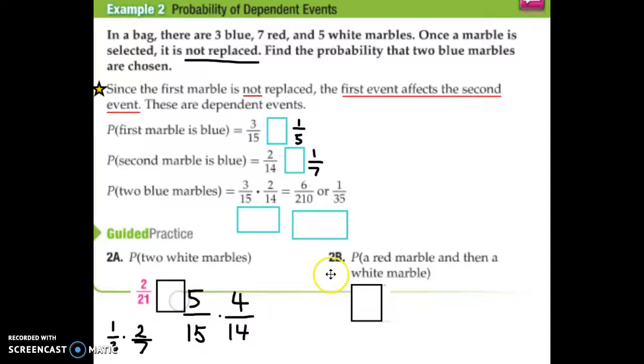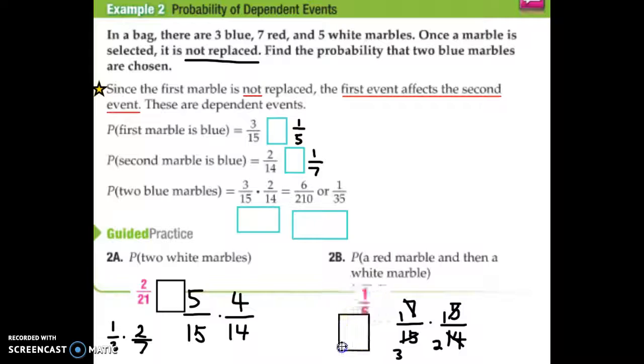Alright. And last guided practice, I want a red marble and then a white one. So pull a red one out. Well, that is 7 out of 15. There's 7 red out of 15 total. And now I want to pull a white one. So there's still 5 white ones in there. But now there's only 14 marbles in the bag. Alright. And I can kind of cross-reduce this if I want to make some smaller numbers. Remember how to do that. It should be 1 out of 6. Let's see if that's right. Boom. There it is.